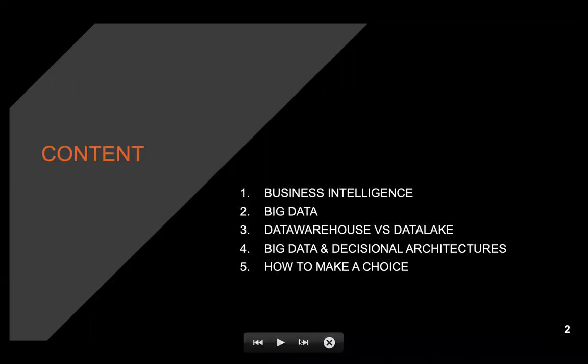So the plan will be the following. We'll begin this presentation by introducing business intelligence and big data, and the difference between them, then the different decisional architectures from business intelligence to big data, and finally how to make a choice between them.